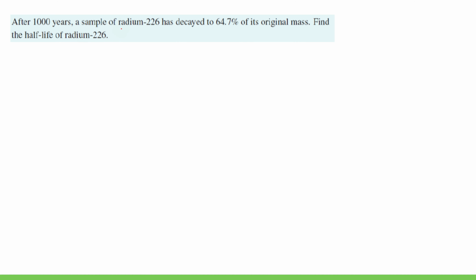After 1,000 years, a sample of radium-226 has decayed to 64.7% of its original mass. Find the half-life of radium. So when time is equal to 1,000, the amount that I have is 64.7%. Now 64.7% can be rewritten as 0.647 as a decimal of the original amount, and we know the original amount is always called A0.